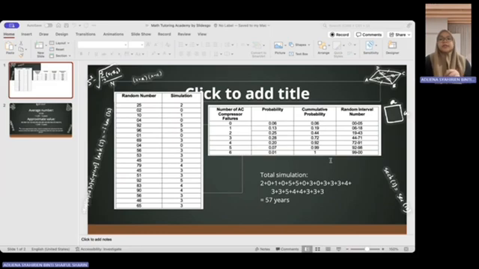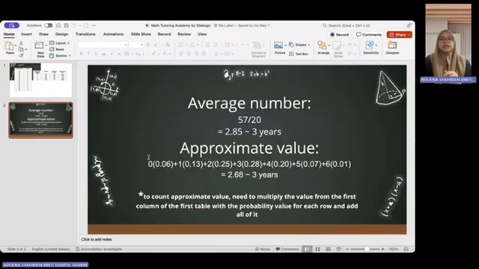After the simulation numbers are done, we need to total all the simulation numbers to calculate the average value. This is the calculation. We just add all the simulation numbers, and the total that we get for the total simulation is 57. So we move to the next slide, which is to calculate the average number and approximate value.